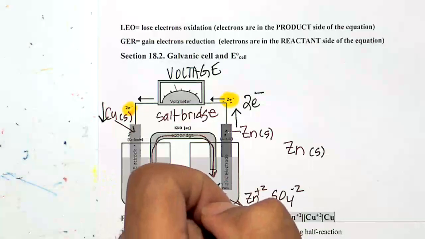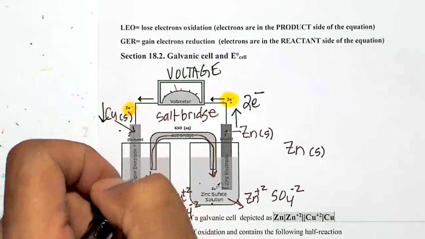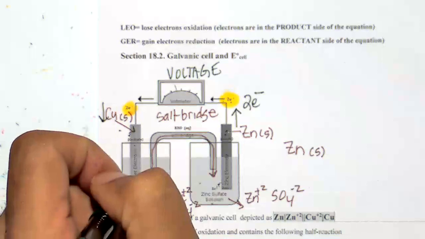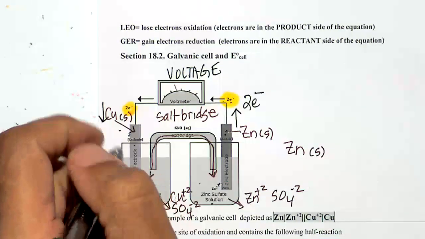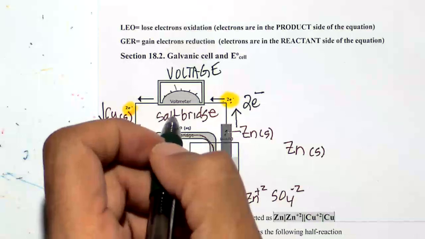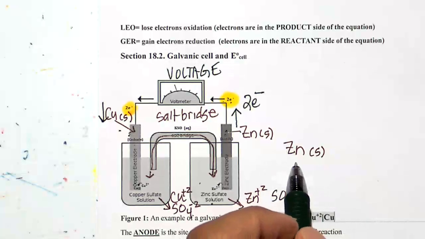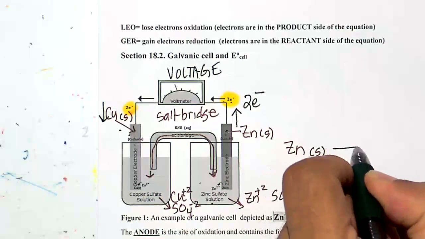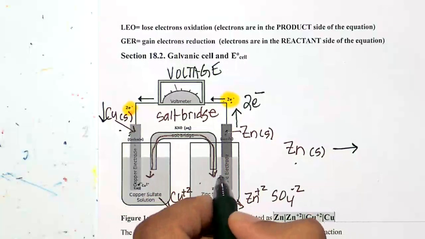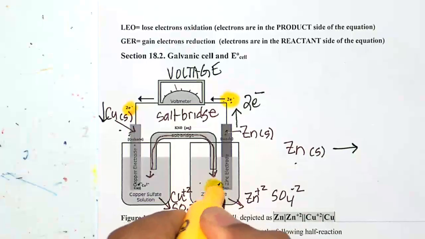Okay, this zinc is in a bath of zinc sulfate. This copper solid is in a solution of copper sulfate. This is a voltmeter, which measures voltage. So what's happening is that the zinc solid is getting converted to zinc plus 2.